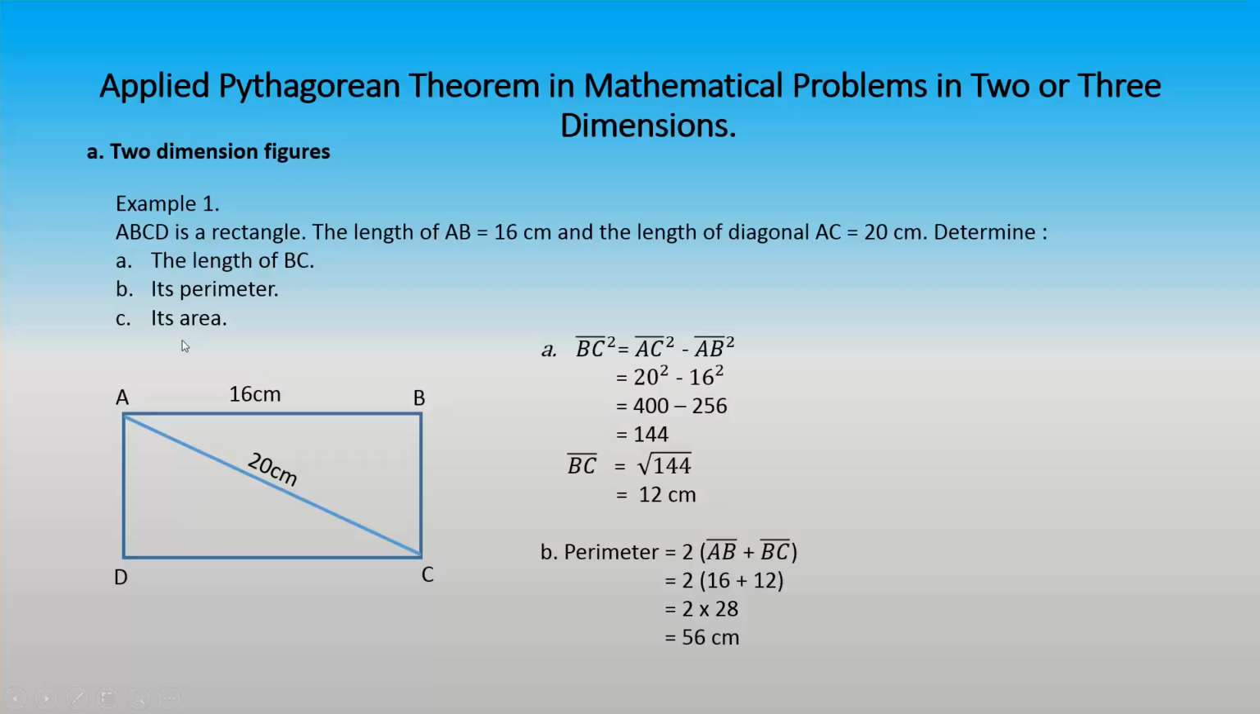Okay, now its area. The area of a rectangle is length times width. And the length is AB and the width is BC. So the area is equal AB times BC is equal 16 times 12 is equal 192 centimeter square.